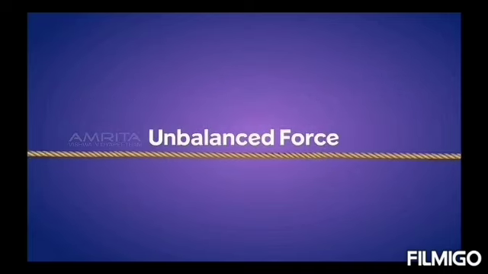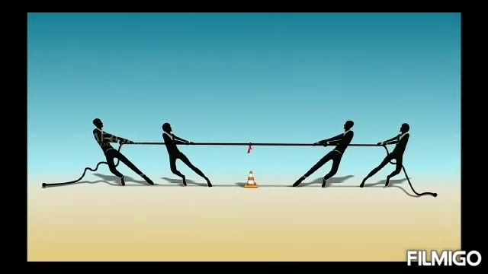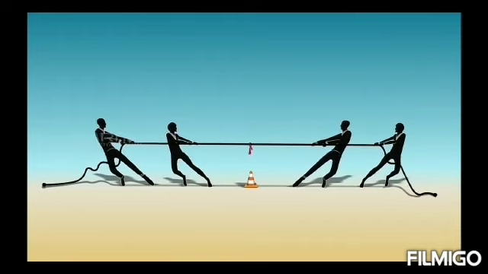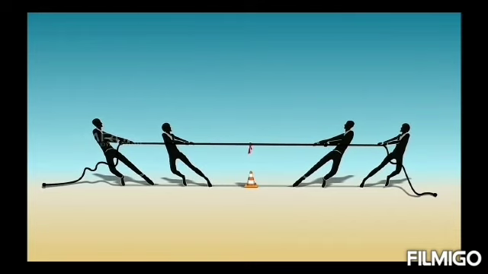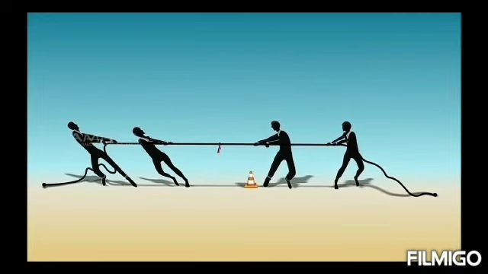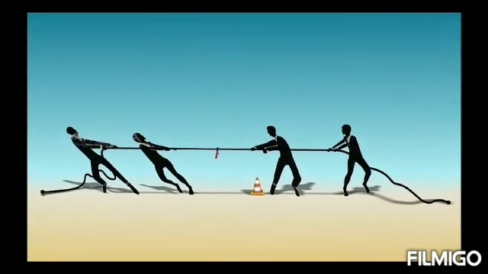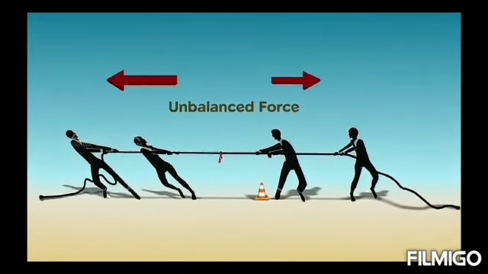To understand this, we need to know about unbalanced force. In a tug of war game, you would see two teams pulling a rope in opposite directions. If the rope does not move, the forces applied by the teams are balanced forces. If one of the teams applies greater force and pulls the rope towards their side, in this case the force is an unbalanced force.